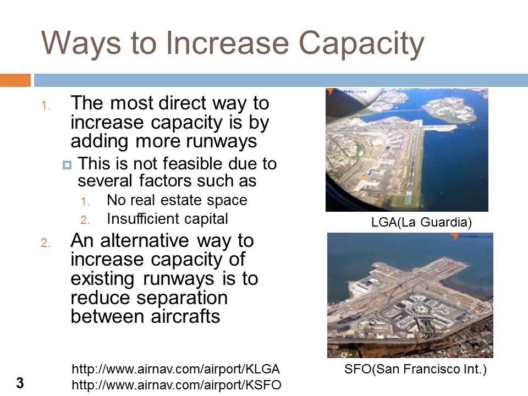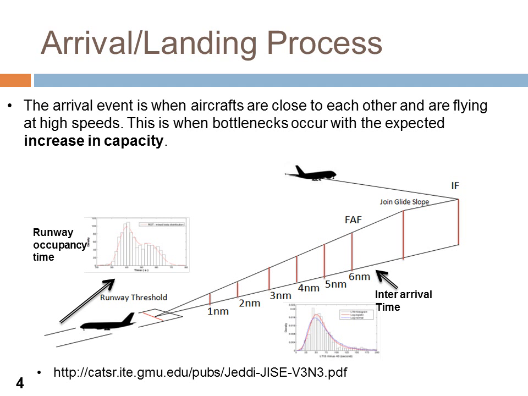The next best option is to increase the capacity by using existing runways more efficiently by changing the separation between aircraft as they approach and land. This involves changes to two distributions, the runway occupancy time distribution and the in-arrival time distribution, which I will explain on the next slide. The approach and landing process is where bottlenecks occur with the expected increase in capacity. Therefore, this is the scope and focus of our project.